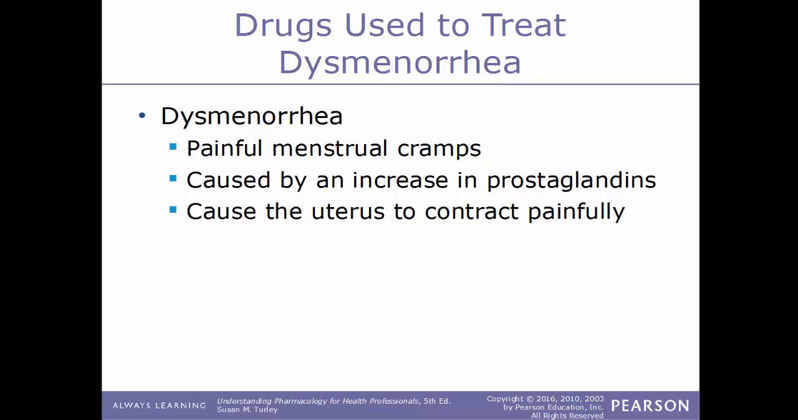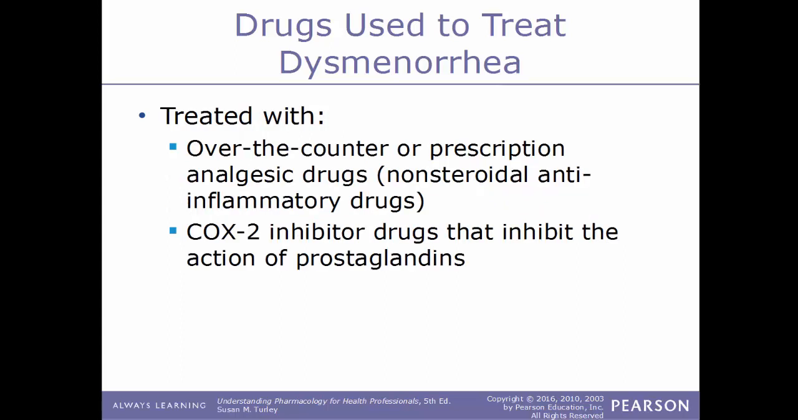Dysmenorrhea is having painful menstrual cramps. And this is caused by an increase in prostaglandins. And this can cause the uterus to contract very painfully. And this condition is treated with either over-the-counter or prescription analgesic drugs, such as NSAIDs, the non-steroidal anti-inflammatory drugs. This can also be treated with COX-2 inhibitor drugs, and they work because they inhibit the action of the prostaglandins.